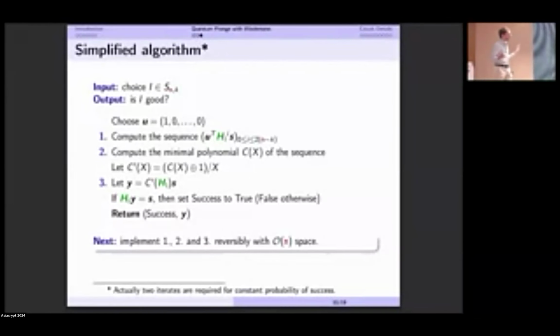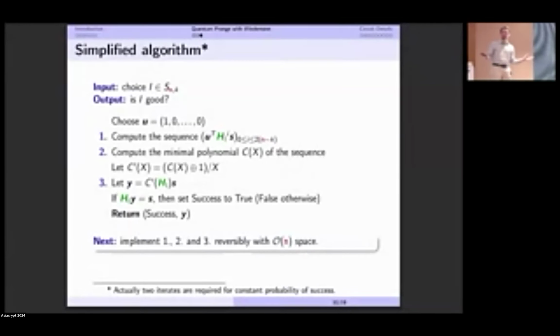So the algorithm is a bit more complicated than that, because to get to constant probability of success, you actually need to iterate this. But I'm just going to give the broad overview. So you choose a vector, which is actually not random, but fixed. You compute this sequence, where you iterate, you take the powers of the matrix, apply it to S, and you project it. You compute the minimal polynomial, you compute the shifted polynomial, you evaluate it, and you get the inverse.